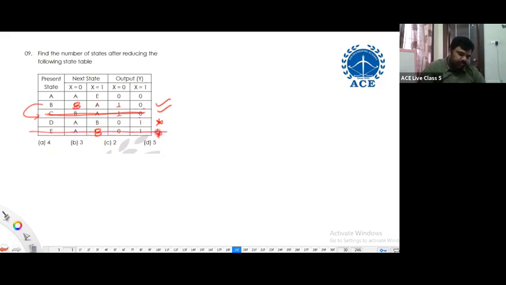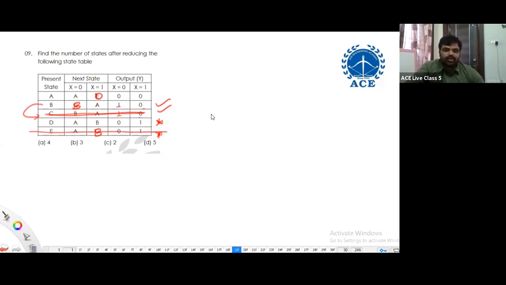One can be removed. So if I remove E, what should I write? D. That's it. Done. No more further reductions because here 0, 0 is there, here 1, 0 is there, here 0, 1 is there. Right? So no possibility for further merging. Removing two states. How many states are there after minimization? 3 states.